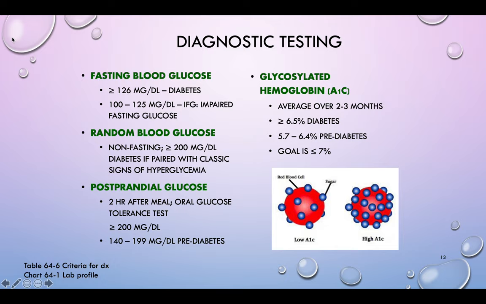So your A1C, the goal is, like we said, less than 7, usually. And to correlate the A1C with the glucose level, it says it's on page 1289. An example is A1C of 6 is equal to a fasting blood glucose of 126. And 7 is 154.